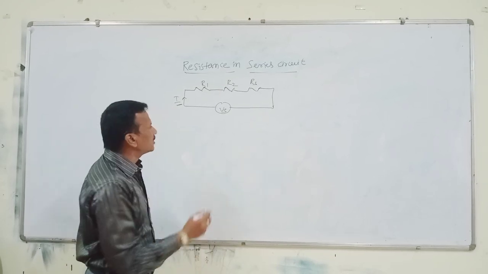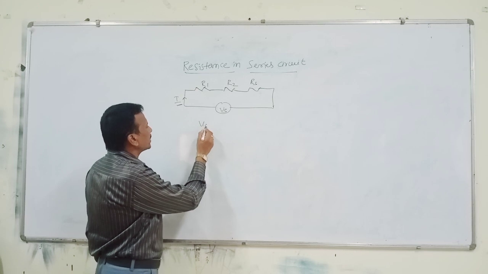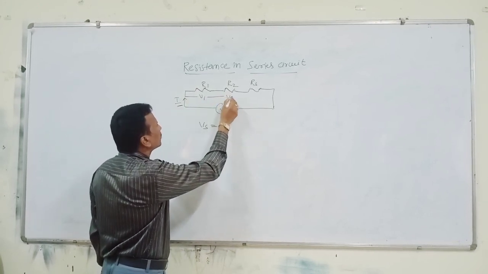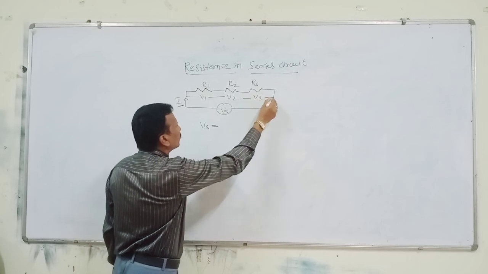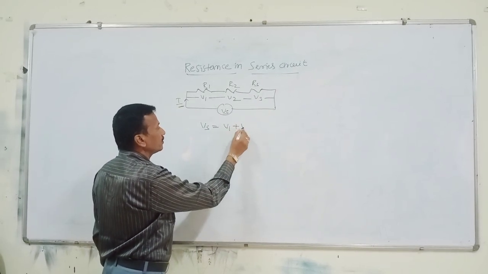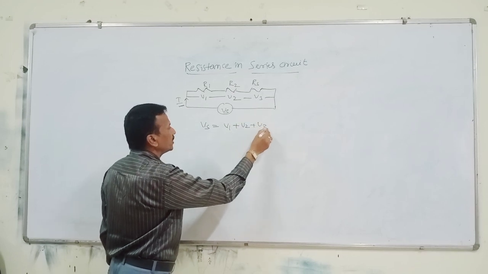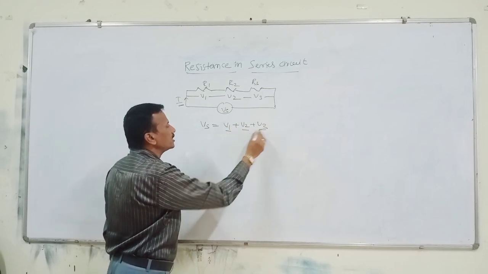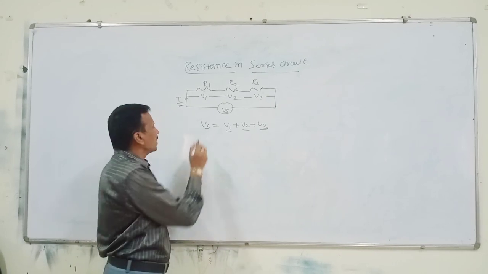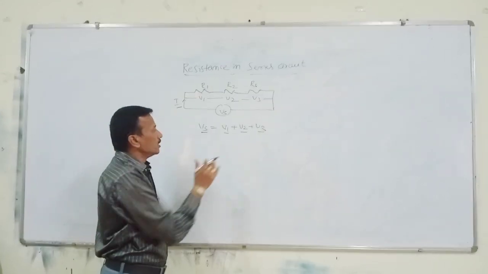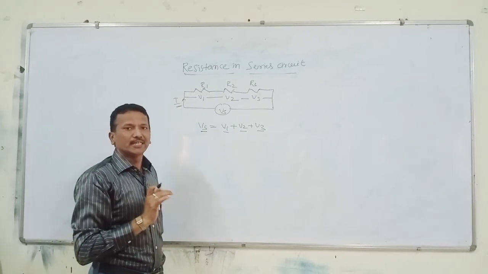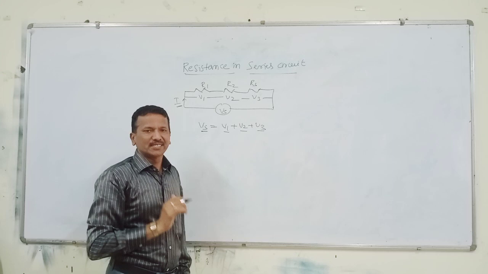And here the condition is Vs is equal to V1, V2 and V3. So total voltage is equal to V1 plus V2 plus V3. These V1, V2, V3 are the voltage drops across each and every resistance, and this is your total voltage. The algebraic sum of the voltage drops is equal to your total voltage. That is the condition to satisfy in the series circuit.